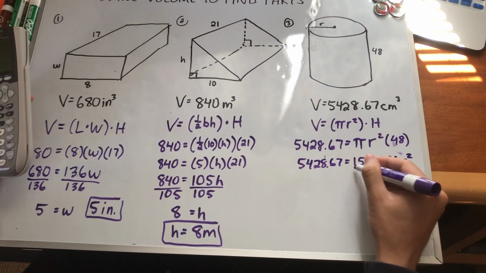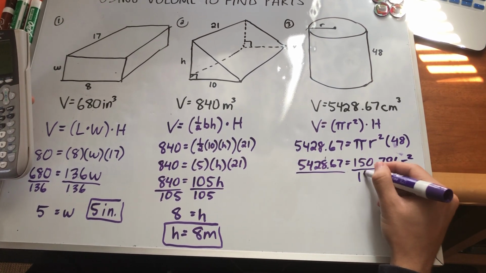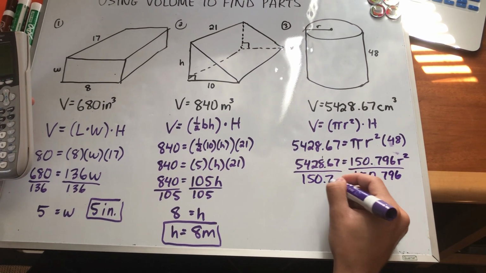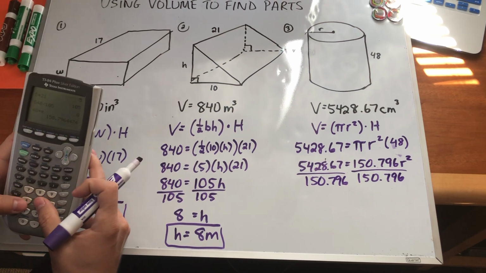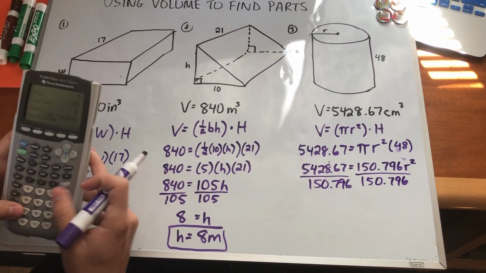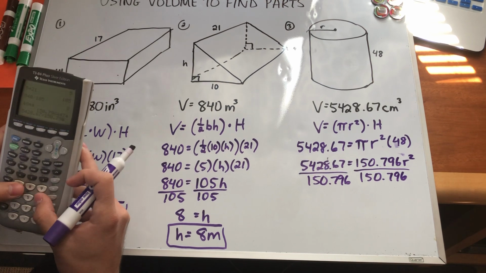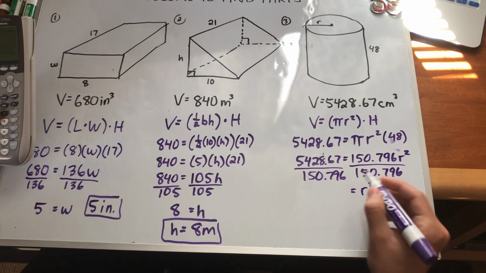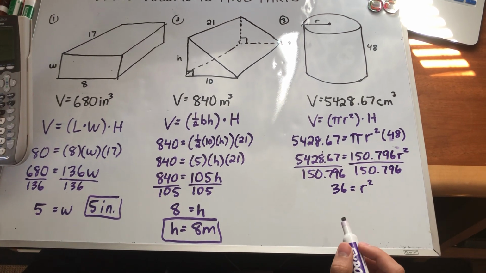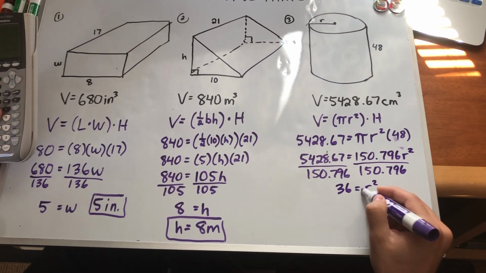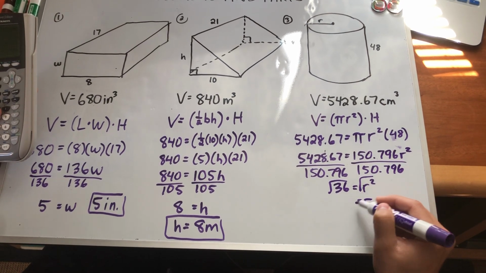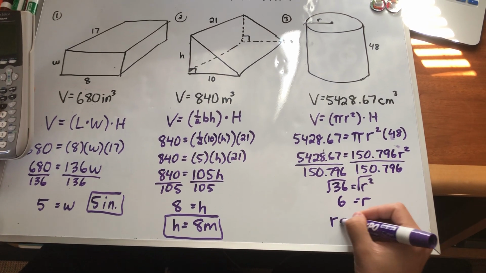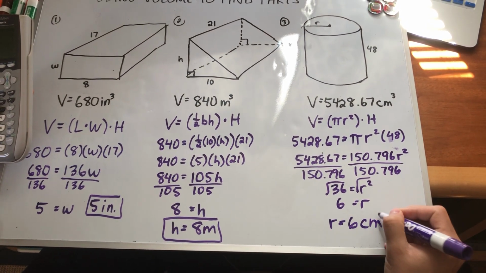So divide out the 150.796. Again, you definitely need calculators for this. And your r squared ends up being basically 36. And again, we need the r, so you're going to have to square root both sides, and your r ends up being 6, and we're dealing with centimeters, so the radius is 6 centimeters.